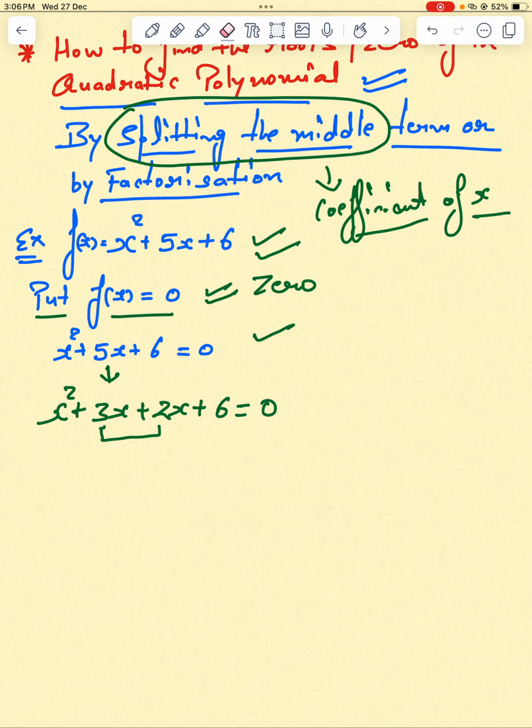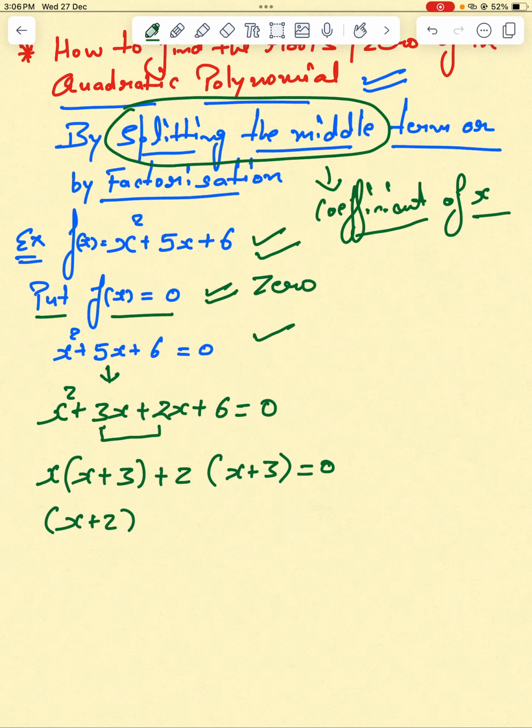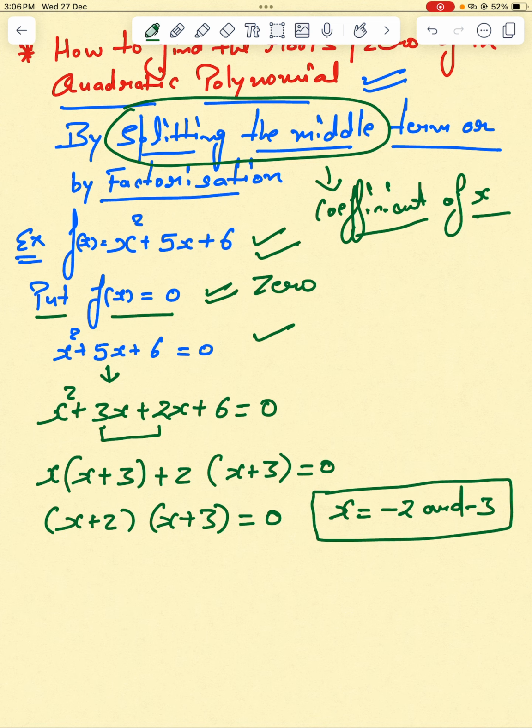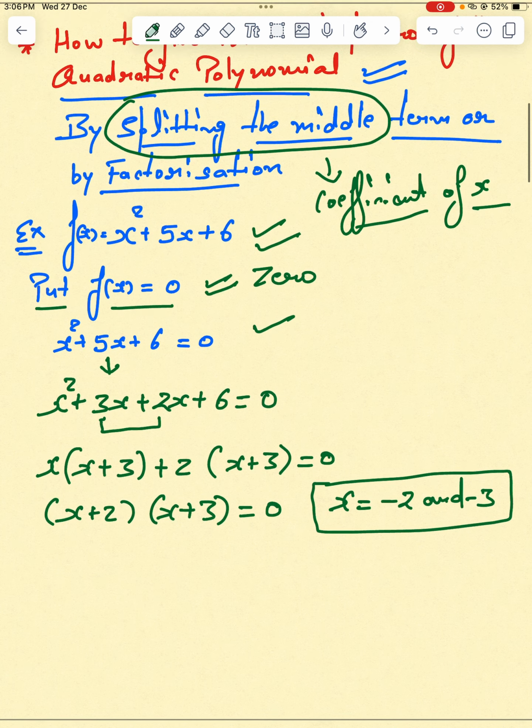Now x is common, x plus 3 plus 2, x plus 3 is equal to 0. So x plus 2 times x plus 3 equals 0. What are their zeros? x is equal to minus 2 and minus 3, right? These are the roots of the quadratic polynomial.